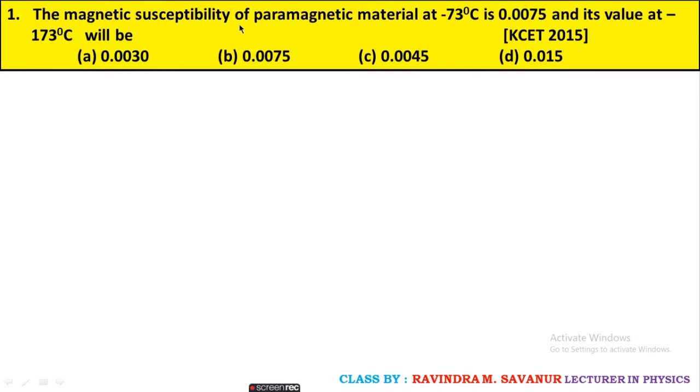So begin with the classwork of the chapter magnetism and matter and electromagnetic waves. First question: the magnetic susceptibility of a paramagnetic material at minus 73 degrees is given as 0.0075. Its value at minus 173 degrees will be how much?